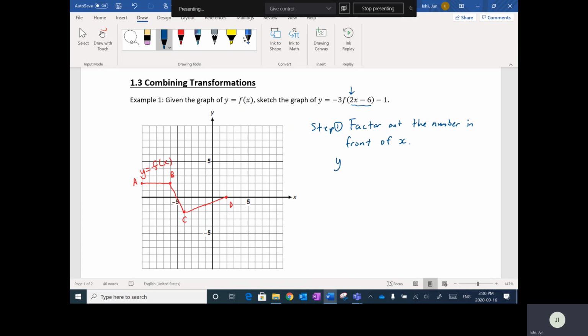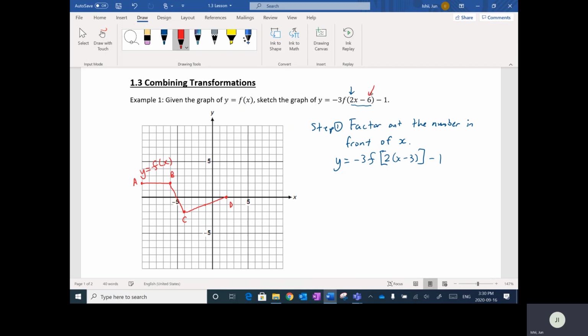Algebraically, it's going to look like this. We have y equals -3, and factor out the 2, so it's basically going to be double brackets here. I factor out the 2, and inside the brackets I have x minus 3. Close the bracket, and then minus 1. This first step is very important, because if you don't do it, you're going to get the horizontal shift wrong. So we need to factor out the number in front of the x first.